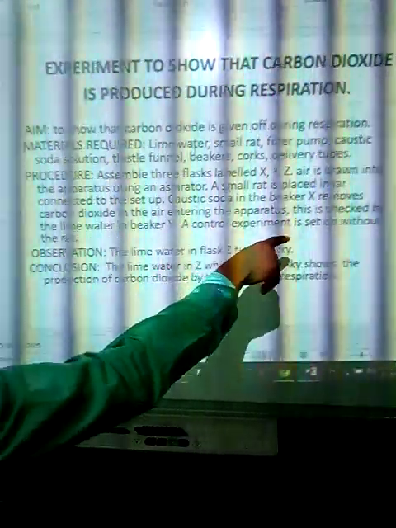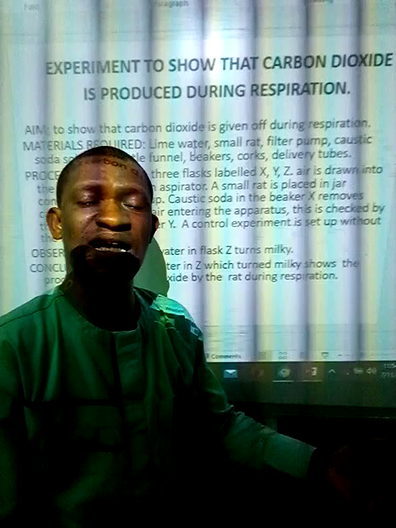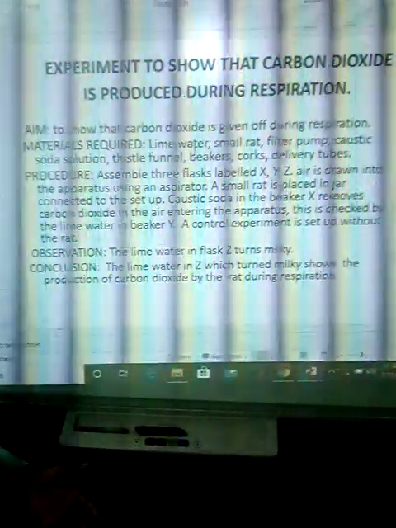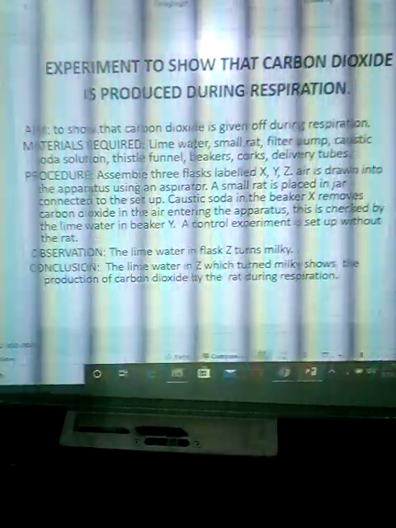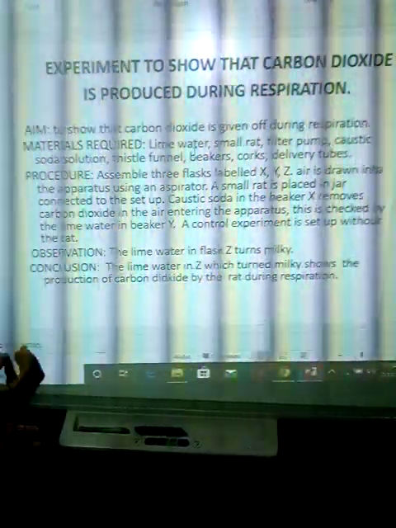A control experiment is set up with the rats. A control experiment is the experiment set up to standardize what you are having in the real experiment. Observation: the lime water in flask Z turns milky. Why does it turn milky?